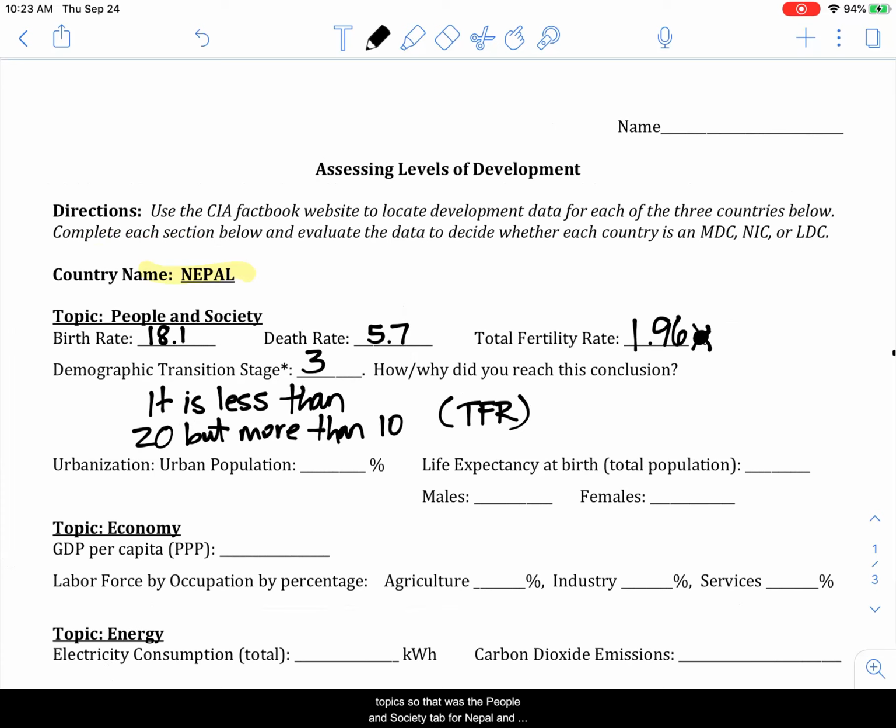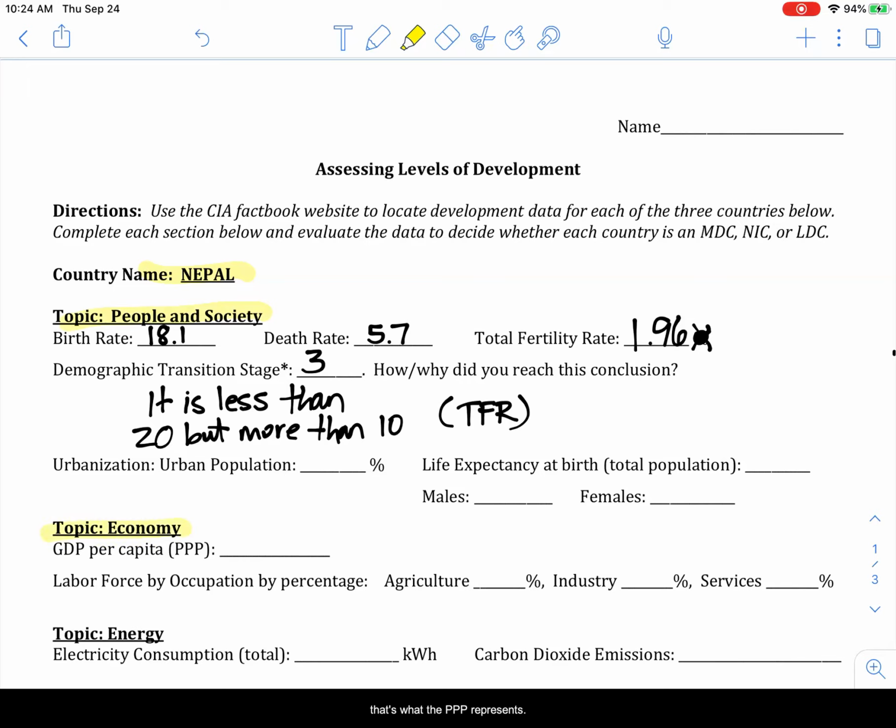Next, we need to look up urban population and life expectancy at birth and break it down for male and female. And you can do that when you stay in that People and Society section. You just need to scroll down further. I'm going to skip forward to the economy. Now, notice here that we have topics. So that was the People and Society tab for Nepal.